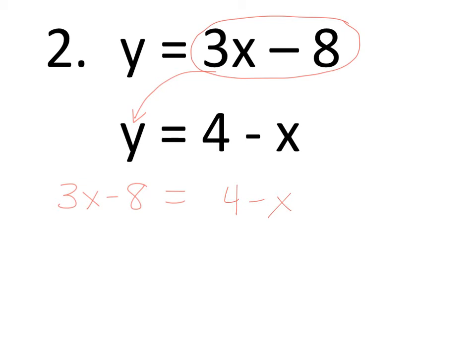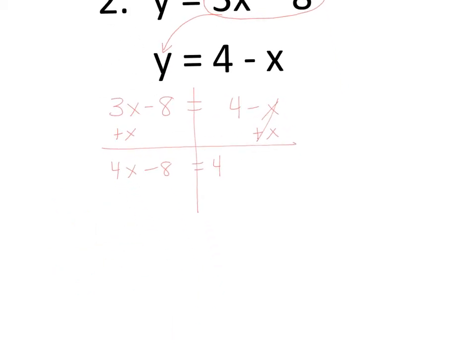There's a lot of ways to go about this, but I'm going to start by adding x to both sides. If you still need to draw that wall, okay? So I get 4x minus 8 equals 4. Add 8 to both sides. So 4x equals 12. When you divide, x equals 3.